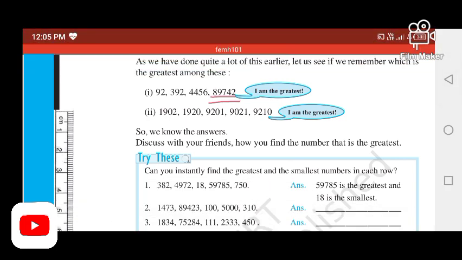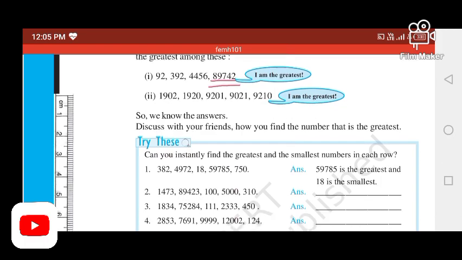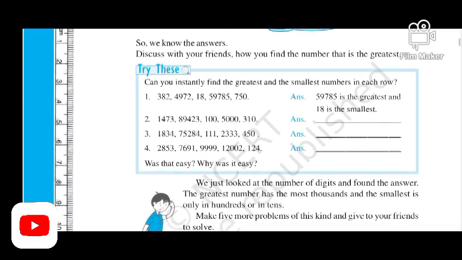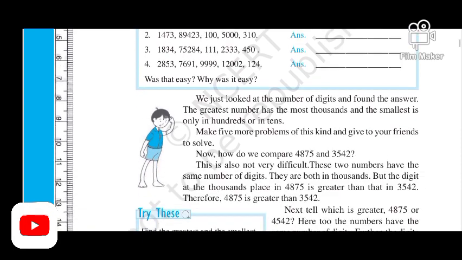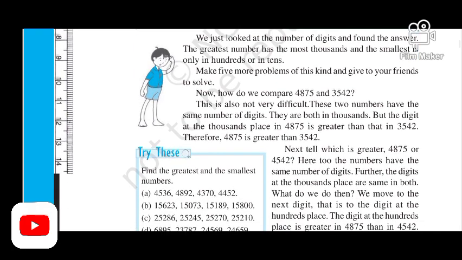Okay, so we now know the answers. Discuss with your friends how you find the number that is the greatest. So in this, try this. You can also find what is the greatest. You can also write in the comment box. We just looked at the number of digits and found the answer. The greatest number has the most thousands, and the smallest is only in hundreds or in tens. Make 5 more problems of this kind and give them to your friends to solve.